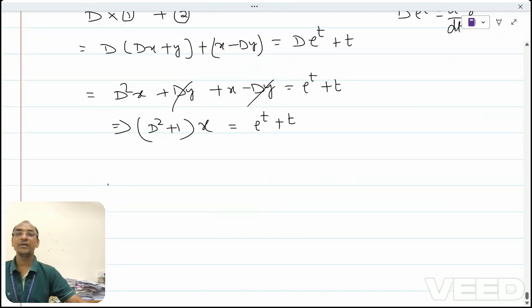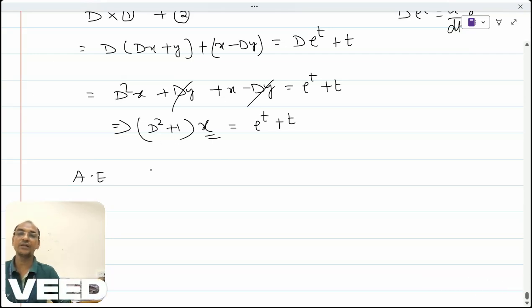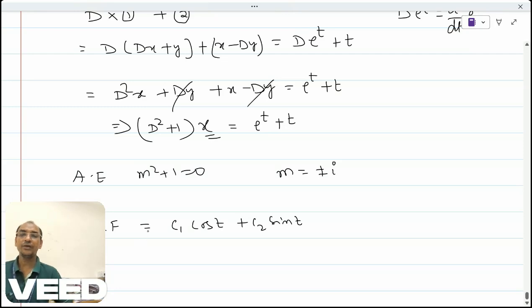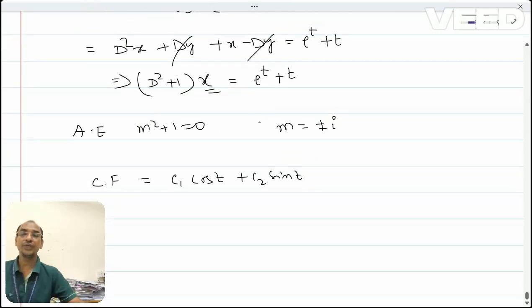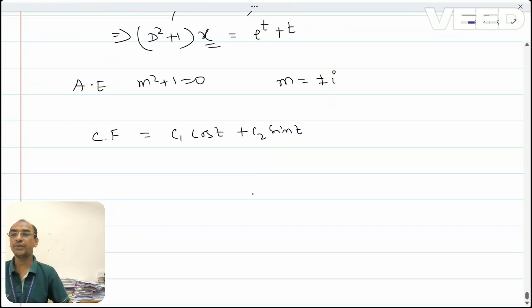And here we can find the auxiliary equation. First we will solve for x. For solving x we will write the auxiliary equation m square plus 1 equal to 0, m equal to plus or minus i, and so the complementary function will be nothing but c1 cos t plus c2 sin t. This is your complementary function. This is not the final x. Because the right hand side is non-zero, we need to find the PI. What is the PI?